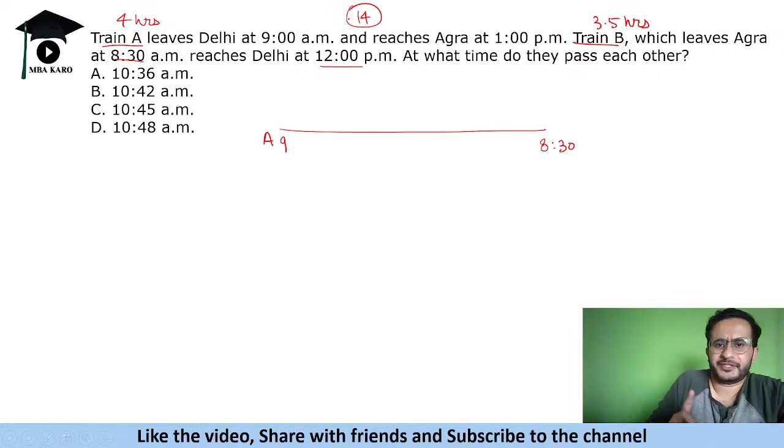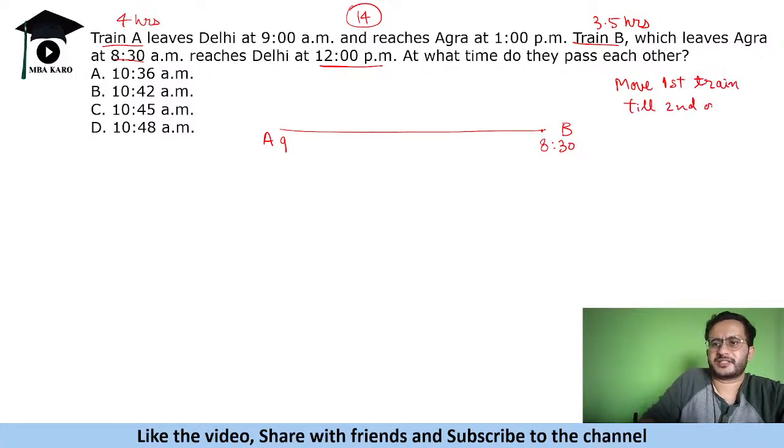Okay, now what we need to do is, whenever these two objects start at different times, the first step should be to move the first train, whatever train, car, whatever, till the second one starts. Okay, so it starts at 9 a.m. So till 9 a.m., how much distance will it cover?